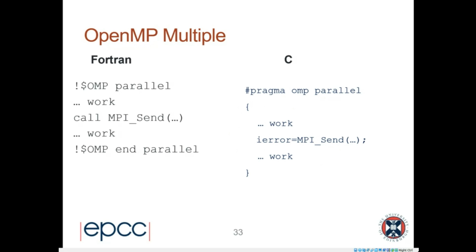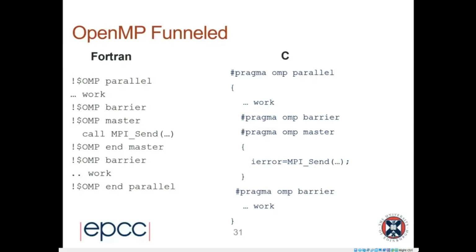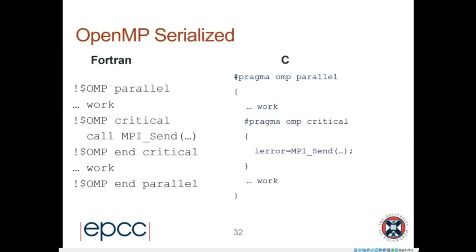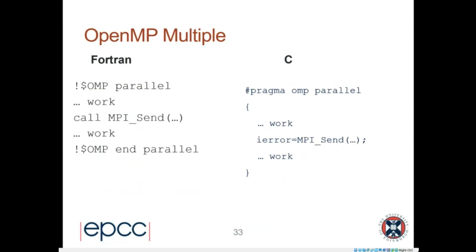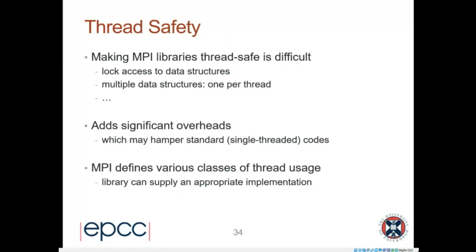So in fact, it's probably better for you to manage the interaction between threads than to offload it to the MPI library. But that's just a matter of suck it and see. So the point is, making MPI libraries thread safe is difficult. If there are data structures, you have to lock access to them with a mutex, as someone has mentioned, or you have multiple data structures. But there's a lot of work here, which adds significant overheads, and this may hamper standard single-threaded codes.